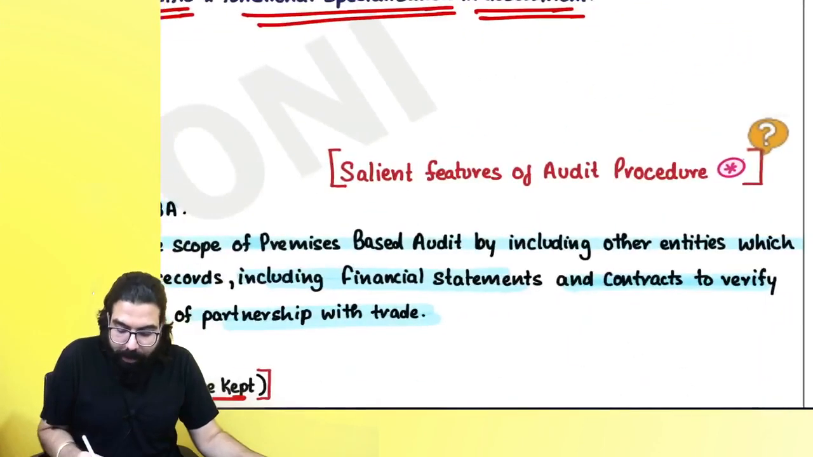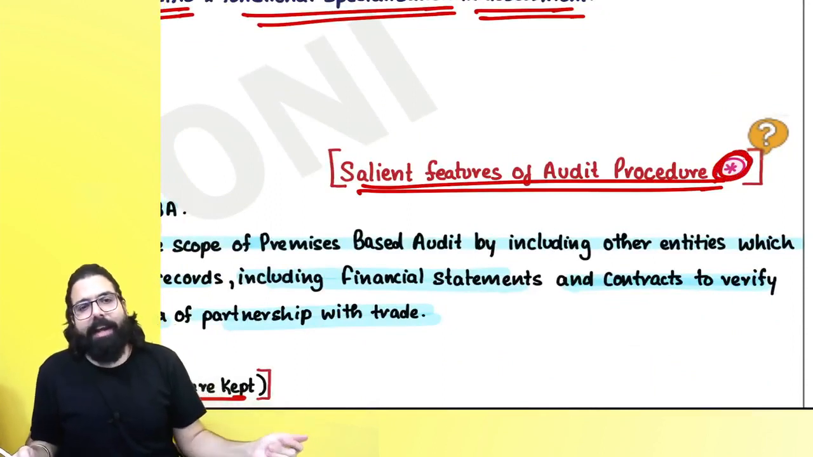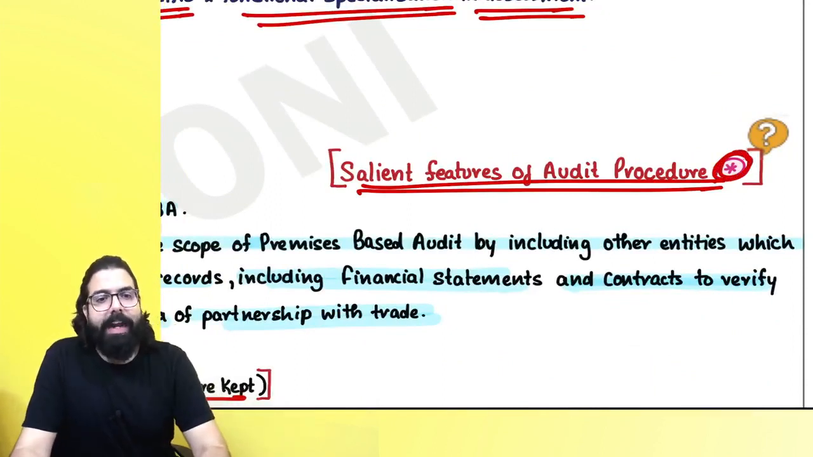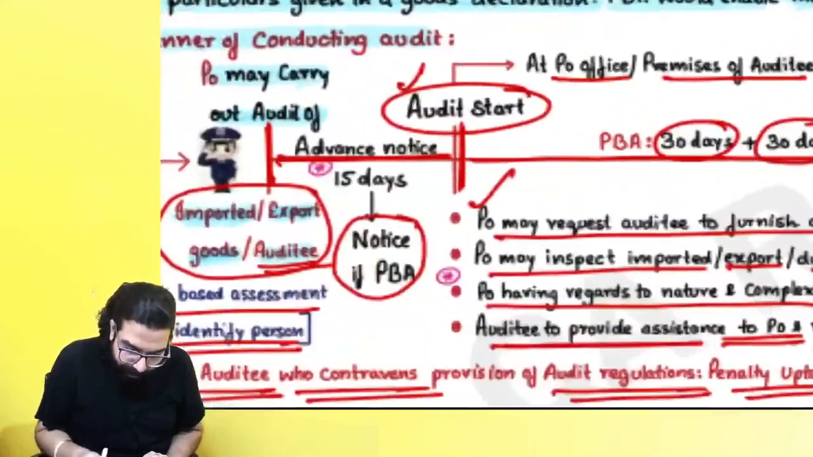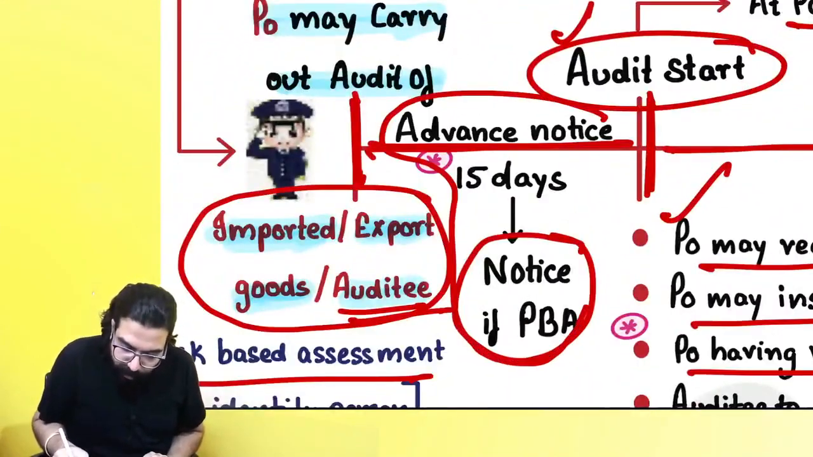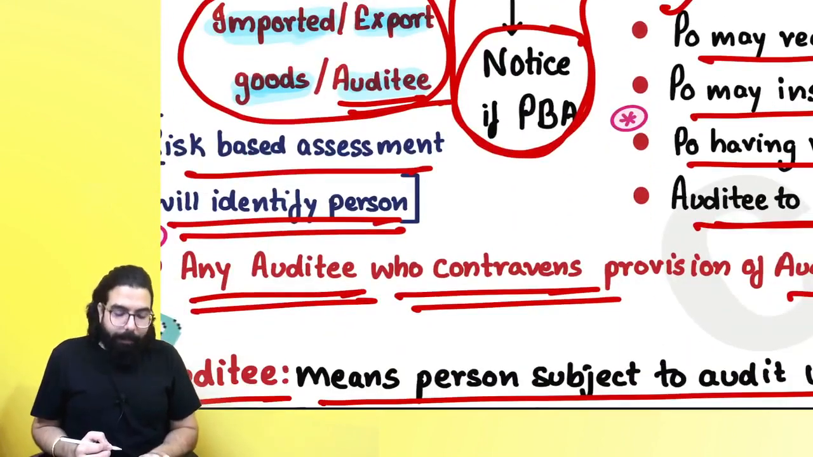Sir, from exam point of view, what is important? Remember the salient features of audit procedure. Wherever you see the star, that is the salient feature of audit procedure. Sir, what are the salient features of audit procedure? Number one, see here, advance notice of 15 days in case of premises based audit.